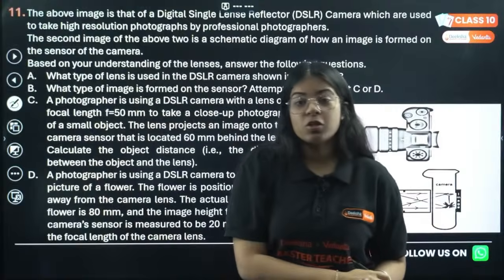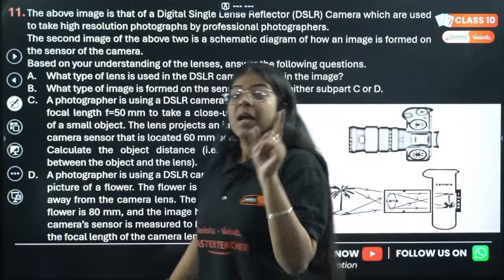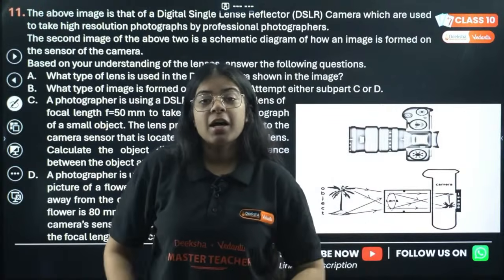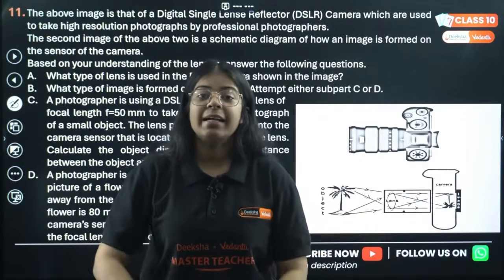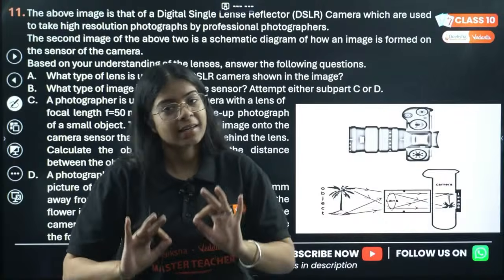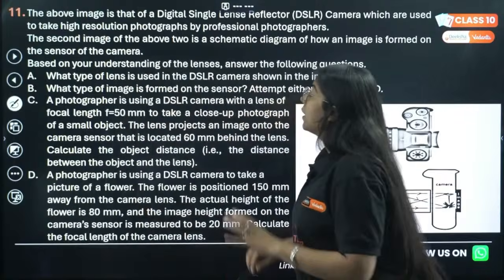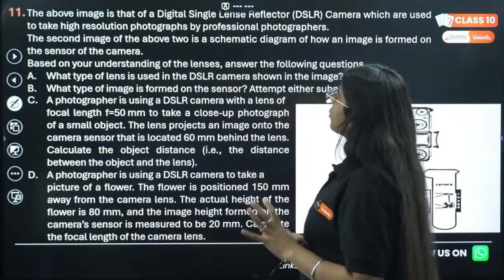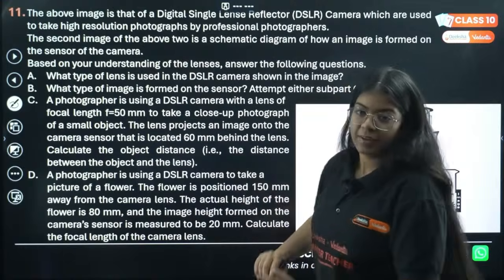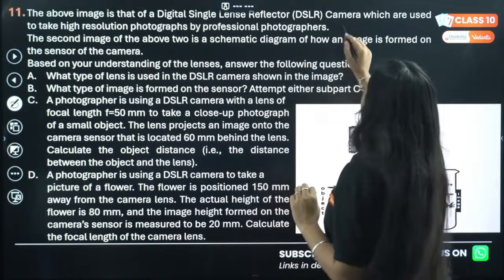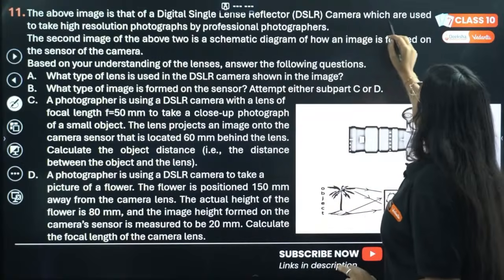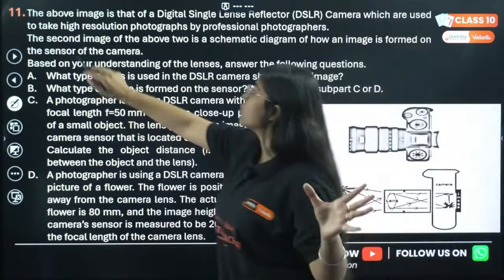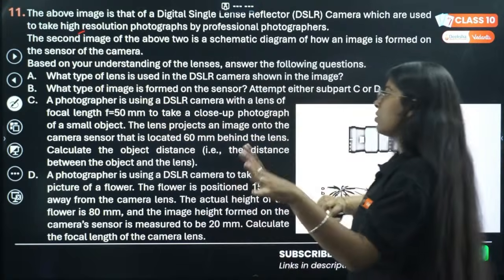Okay, next question. A big one. When you see these kinds of questions, you need to take a step back and calm down and start reading every word very carefully. It says the above image is that of a digital single lens reflex, DSLR camera. Just say it is a camera, which is used to take high resolution photographs by professional photographers.